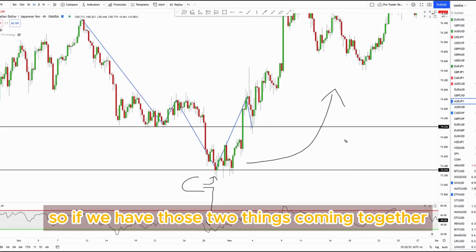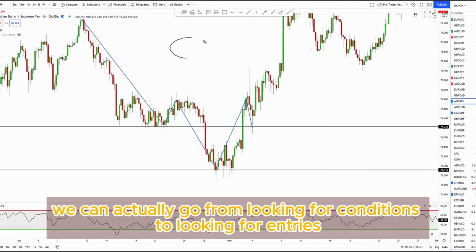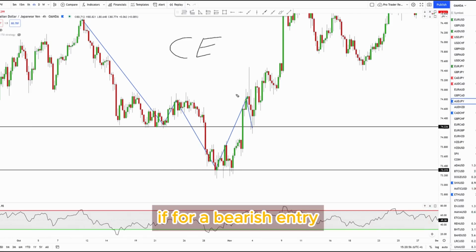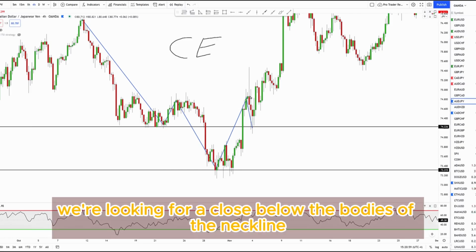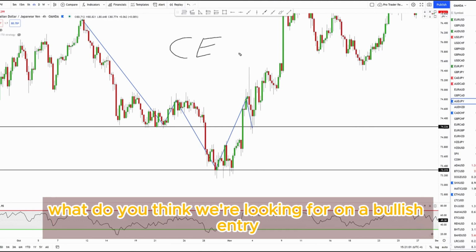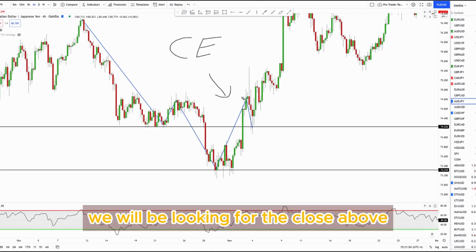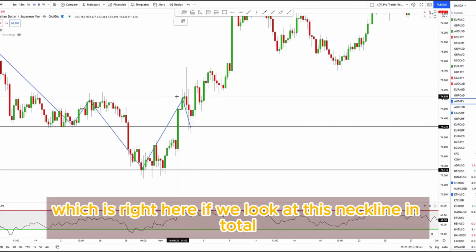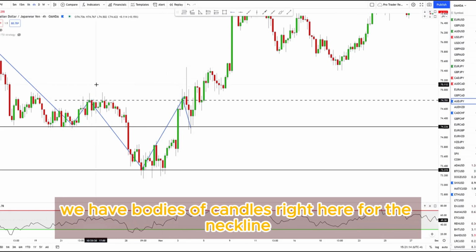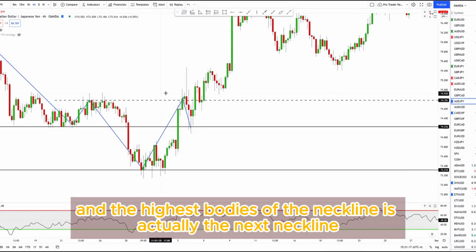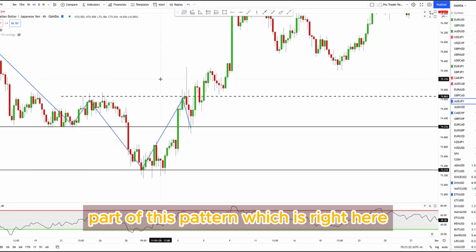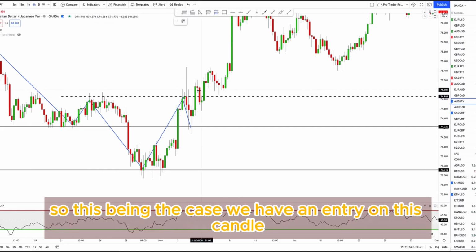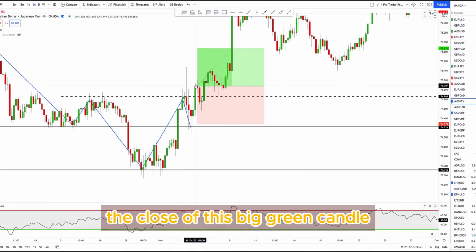So if we have those two things coming together, we can actually go from looking for conditions to looking for entries. If for a bearish entry we're looking for a close below the bodies of the neckline, what do you think we're looking for on a bullish entry? We would be looking for the close above the highest body of the neckline of this pattern, which is right here. If we look at this neckline in total, we have bodies of candles right here for the neckline, and the highest bodies of the neckline is actually the next neckline part of this pattern, which is right here. So with this being the case, we have an entry on this candle, the close of this big green candle.